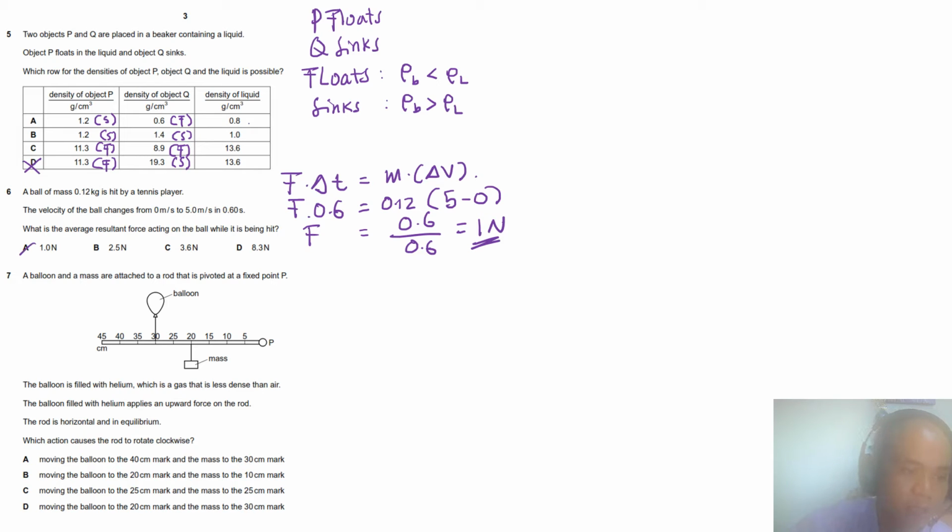Yeah, the answer is A. A balloon has mass attached to a rod that is pivoted at a fixed point P. The balloon is filled with helium, which is a gas that is less dense than air. The balloon filled with helium applies an upward force on the rod. The rod is horizontal and in equilibrium. Which action causes the rod to rotate clockwise? So they need it clockwise.